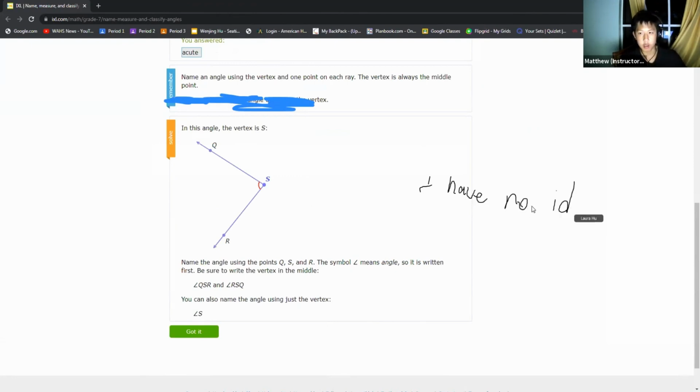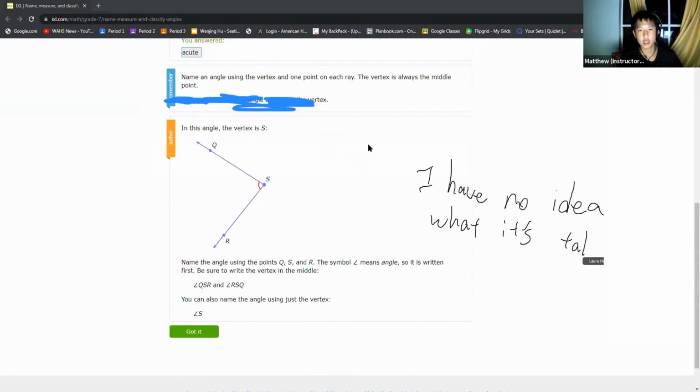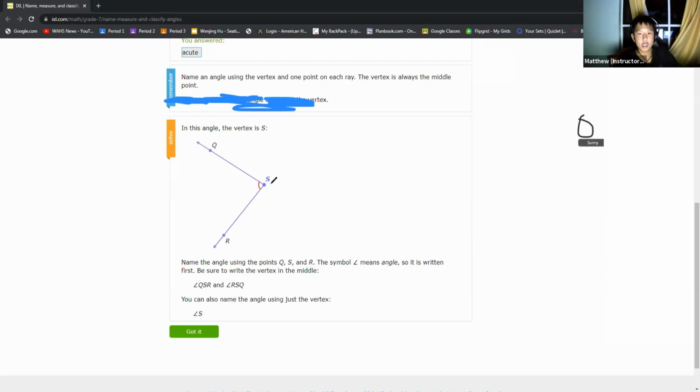Let me explain now. Okay, so this is a vertex. It's where the action happens, right? This is a vertex, okay? Now in another color, this is a point. Q is a point, S is a point, and R is a point, okay?